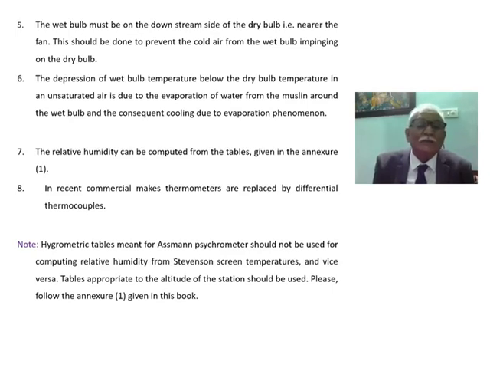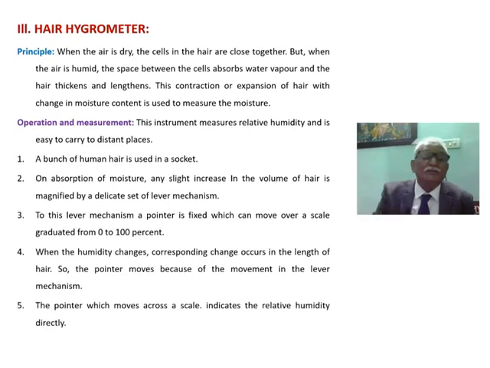The depression of the wet bulb temperature below the dry bulb temperature in unsaturated air is due to evaporation of water from the muslin. That is the latent heat of evaporation. So the relative humidity can be computed from hygrometric tables, using the dry and wet bulb readings. The Assmann psychrometer tables are different for different locations. You have to remember that the tables are not the same everywhere; different locations have different psychrometric tables.